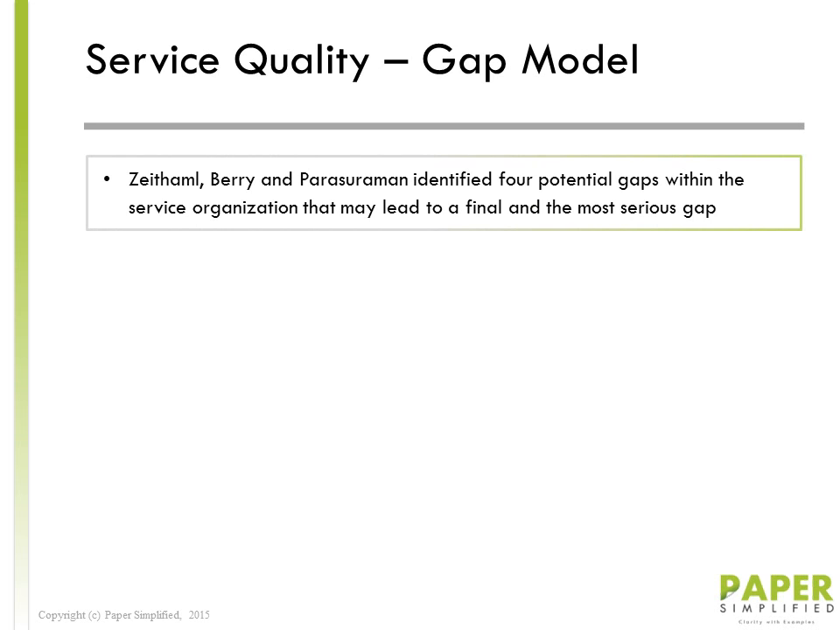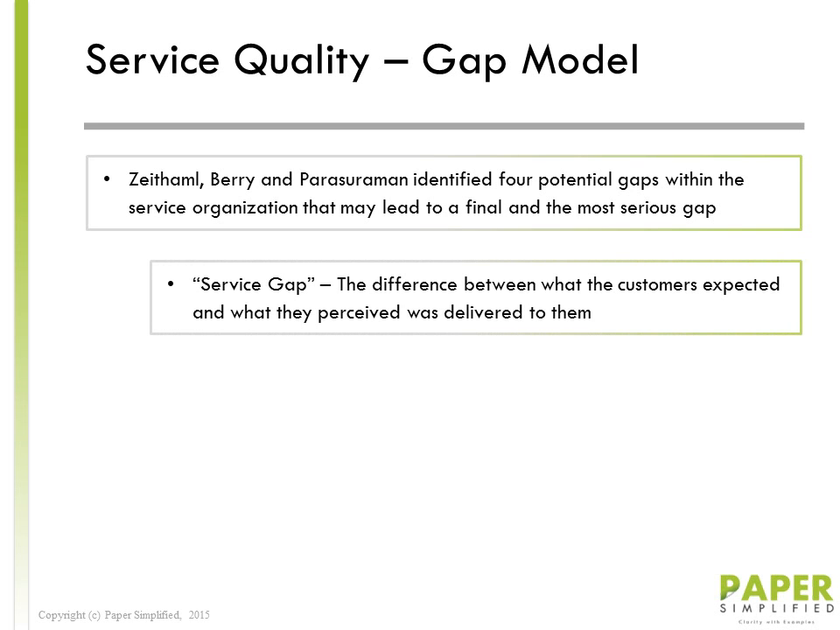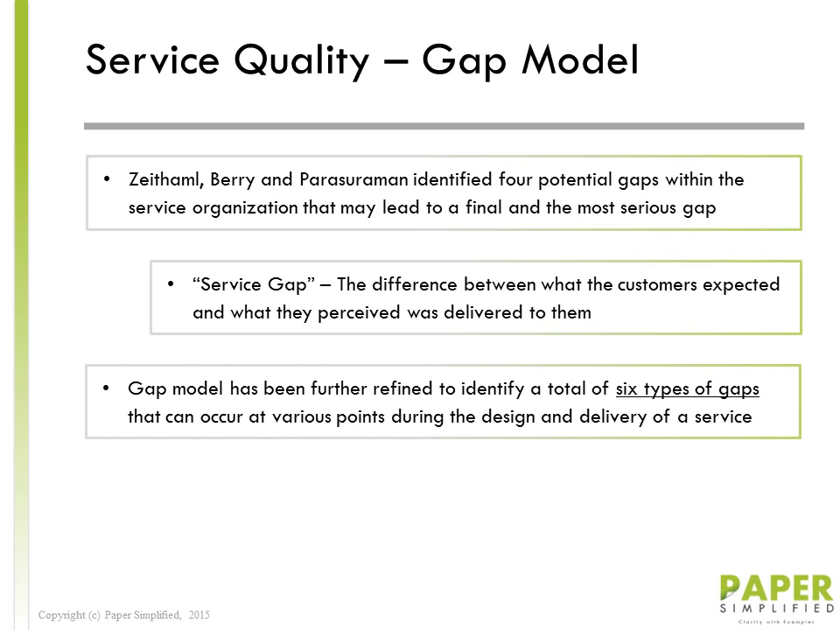Parasuraman, Zeithaml, and Berry identified 4 potential gaps within the service organization that may lead to a final and the most serious gap, the service gap: the difference between what the customers expected and what they perceived was delivered. The gap model has been further refined to identify a total of 6 types of gaps that can occur at various points during the design and delivery of a service performance. Let's begin with understanding the gap model. The gray area typically denotes the activities within the company.